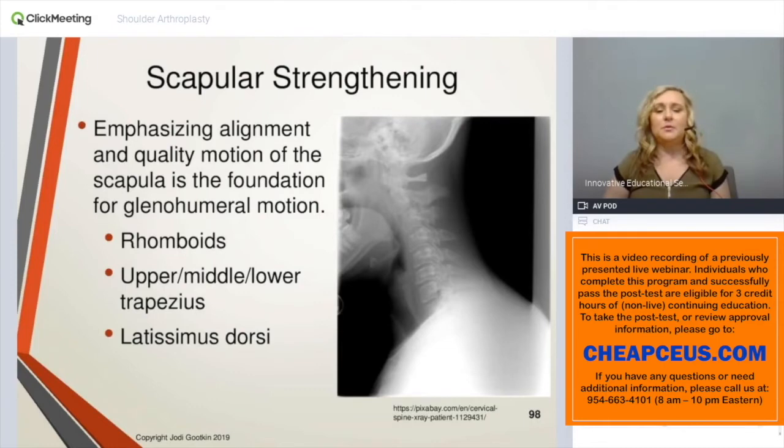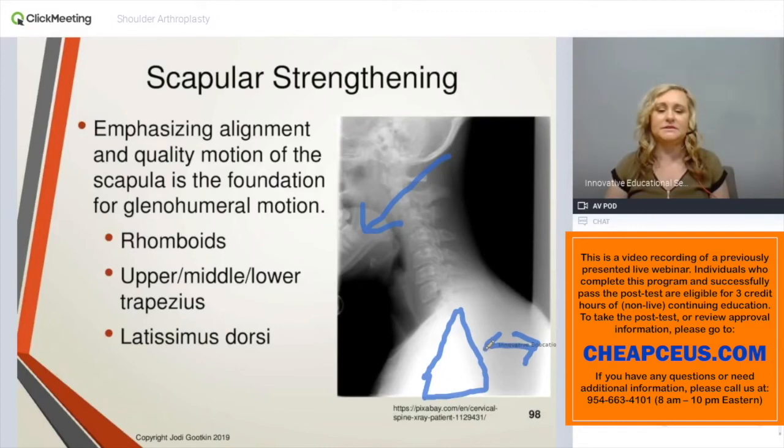Scapular strengthening might be important in this first phase. We're looking here. This patient has this significant forward head posture. Look at how far forward and the spacing we have in our scapula here. Alteration or lack of lordosis in the cervical spine. So this is your patient that's been protecting and substituting.